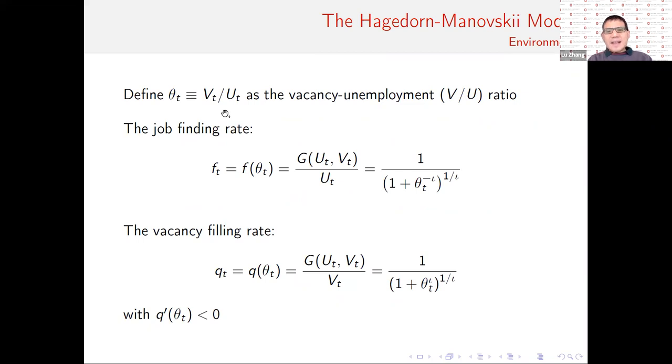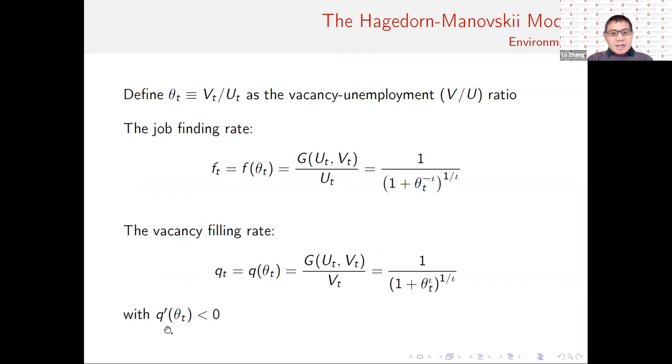So theta is the labor market tightness, defined as the vacancy to unemployment ratio. The job finding rate from the perspective of an unemployed worker is basically the number of new hires divided by the total number of unemployed workers, and that's a function of the labor market tightness. The vacancy filling rate, or job filling rate, is from the perspective of the firm. That's basically the probability for a given vacancy being filled. In other words, that's the total number of new matches or new hires divided by the total number of available vacancies. And that's also a function of labor market tightness.